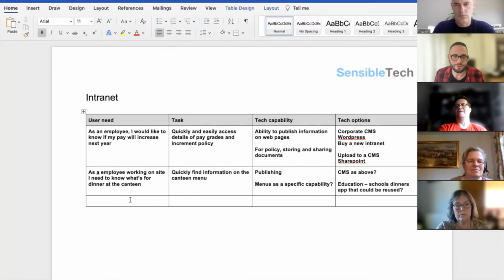So does anybody want to come up with another user need that users of an intranet might have, that we could start to think about in this way? Keelan or Nick, maybe, if you've been looking into this, what do people want to use an intranet for?